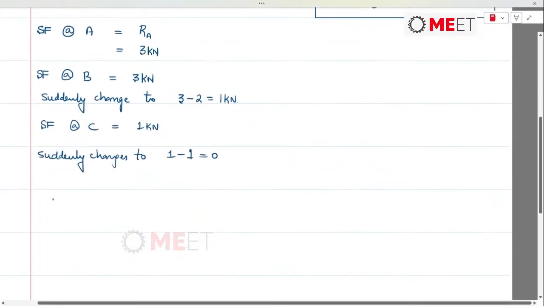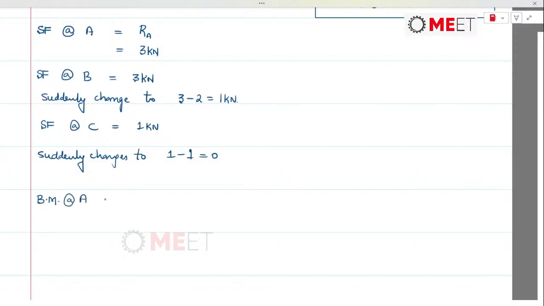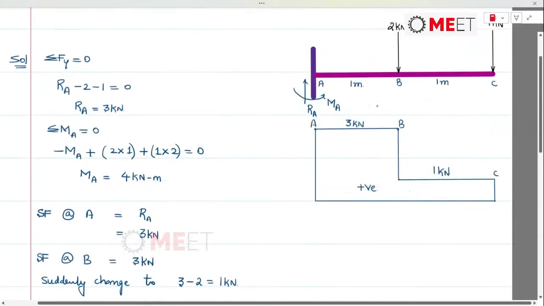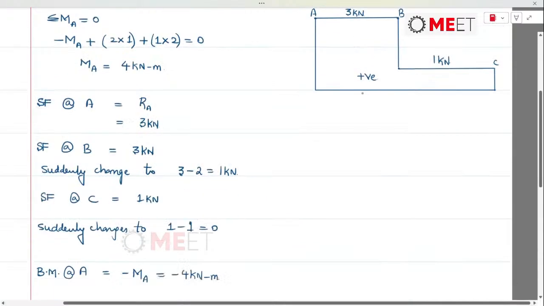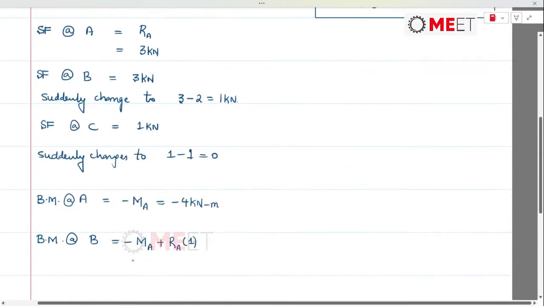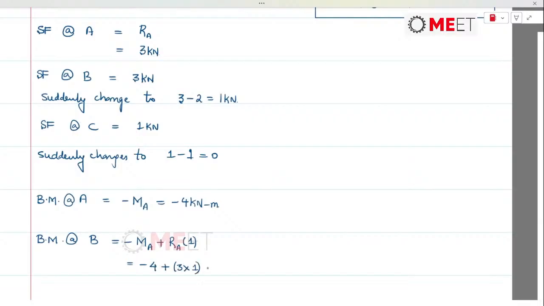Next is computation of BMD. Bending moment at A will be equal to minus Ma, which is minus 4 kilonewton meters. Next, bending moment at B will be minus Ma plus Ra into the perpendicular distance between A and B, which is 1 meter. So minus 4 plus 3 into 1, which is minus 1 kilonewton meter.